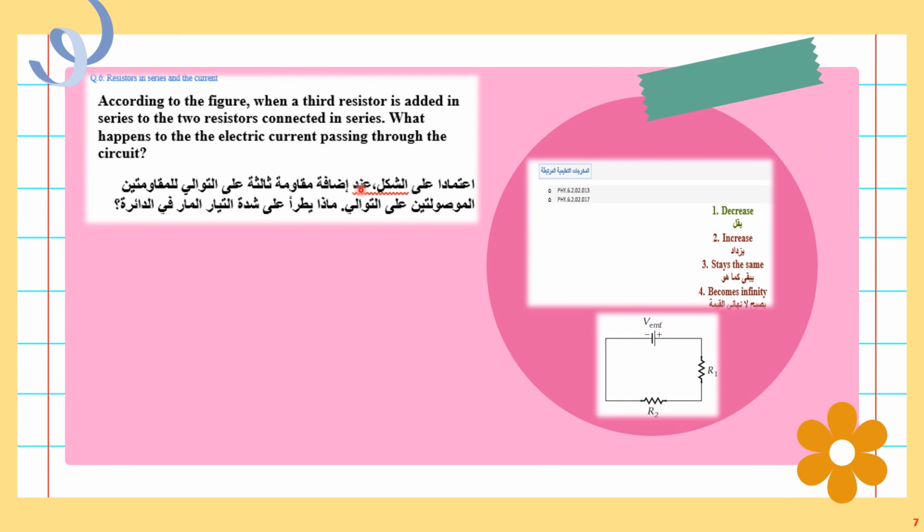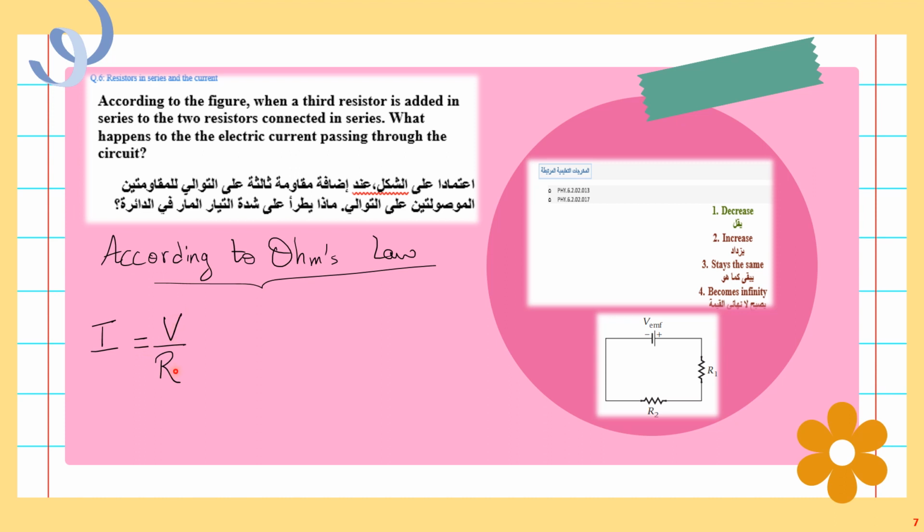Next question, also regarding Ohm's law. According to the figure here, a third resistor is added in series to the two resistors connected in series. So here we are adding one more resistance to the circuit. What do you think will happen to the electric current I? According to Ohm's law, as I told you, I is equal to voltage over resistance. So we are adding resistance.